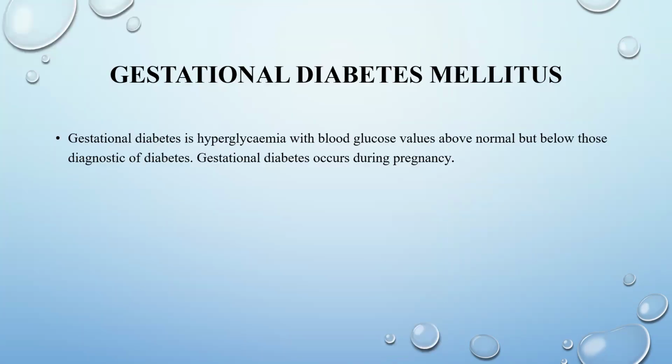Coming to gestational diabetes mellitus, it is hyperglycemia or raised blood glucose values above normal but below those which are diagnostic of diabetes, and it typically occurs during pregnancy.